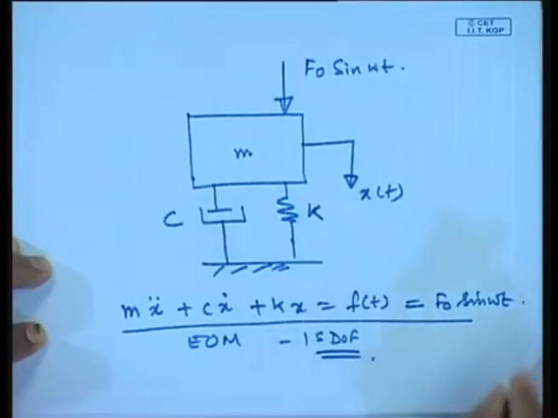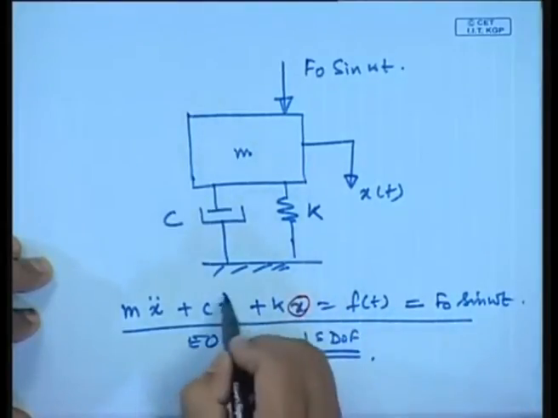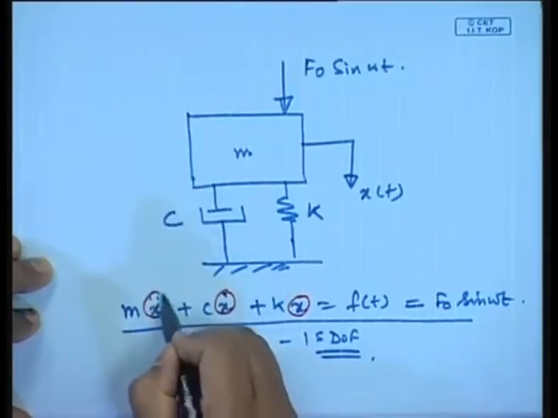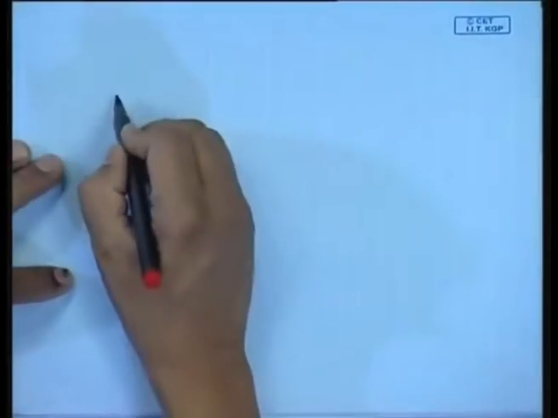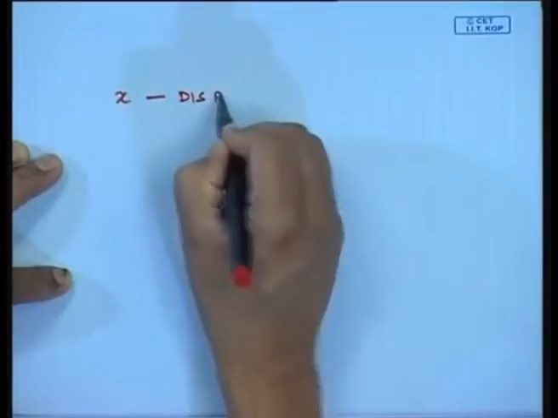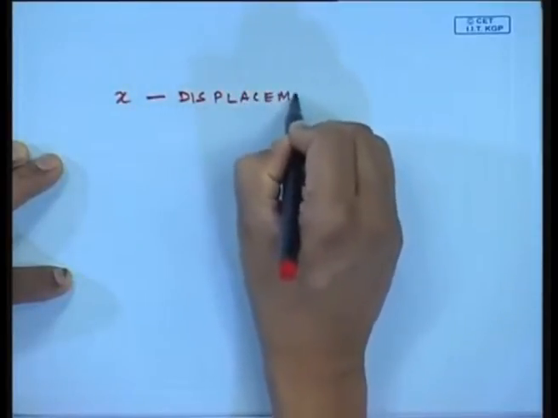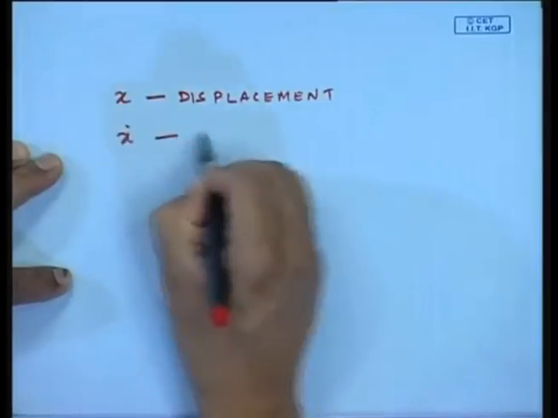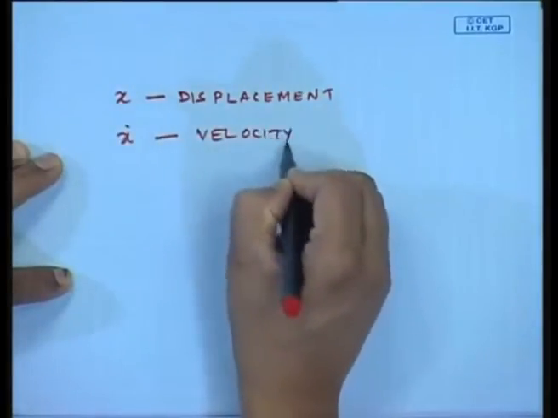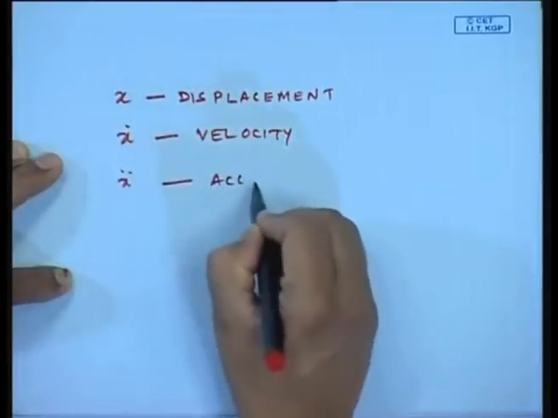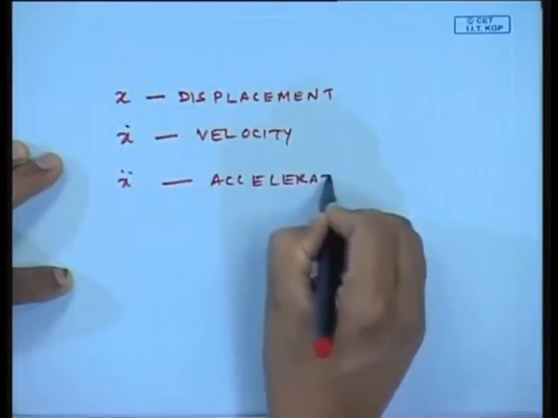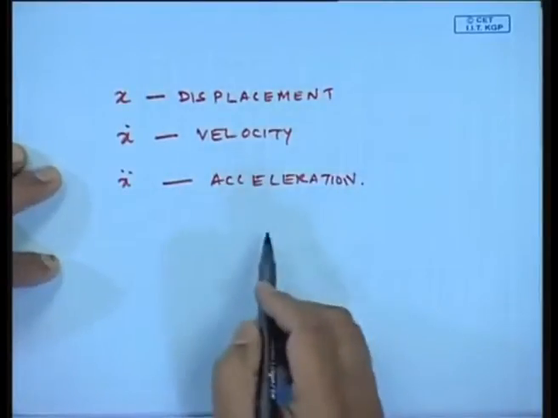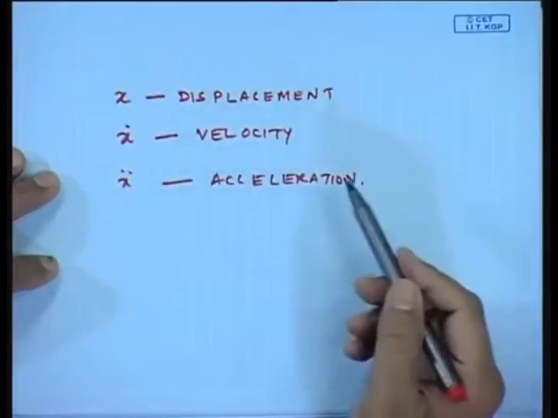Now, vibration is essentially these responses which I have written as x, x dot, and x double dot. If x is the displacement, then x dot is the velocity, and x double dot is the acceleration. So, what is vibration? Well, vibration is nothing but this motion represented either as displacement or velocity or acceleration.